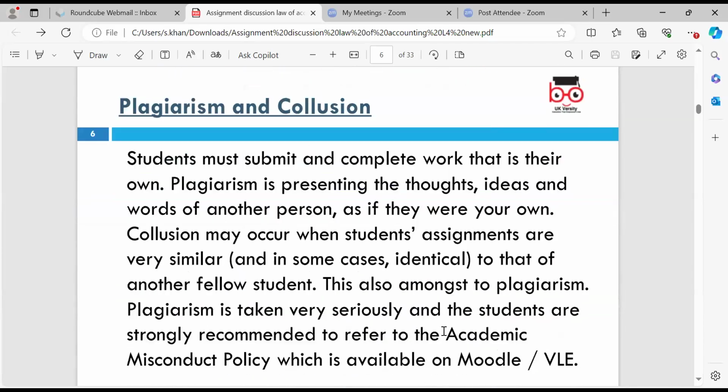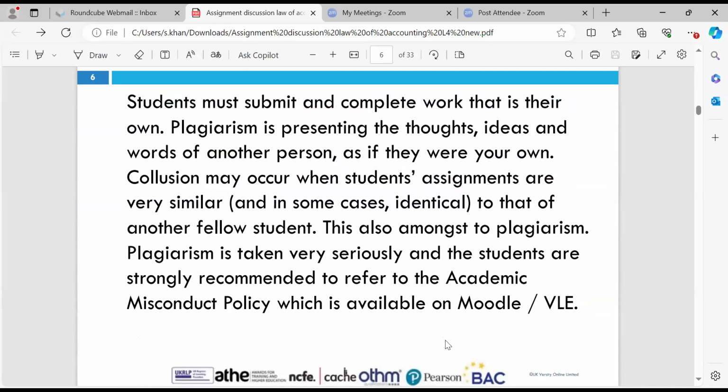And again, it looks at plagiarism and collusion. Like you said, Irene, students must submit and complete their own work. Plagiarism is presenting the thoughts and ideas of another person, so you are taking someone else's work. Collusion is copying someone else's work.